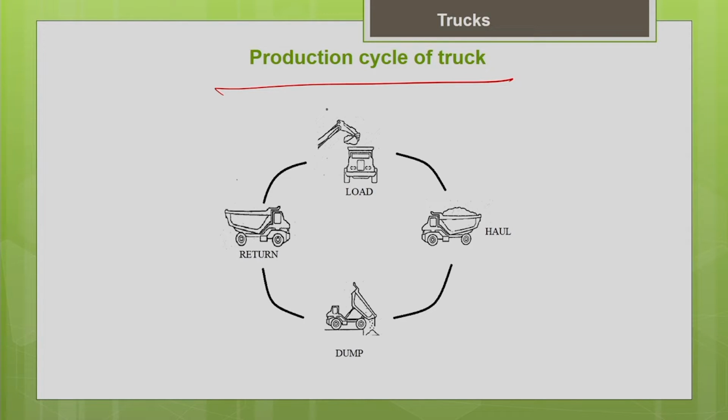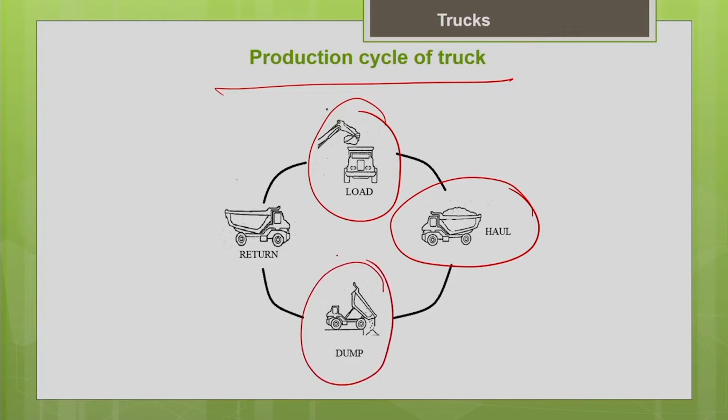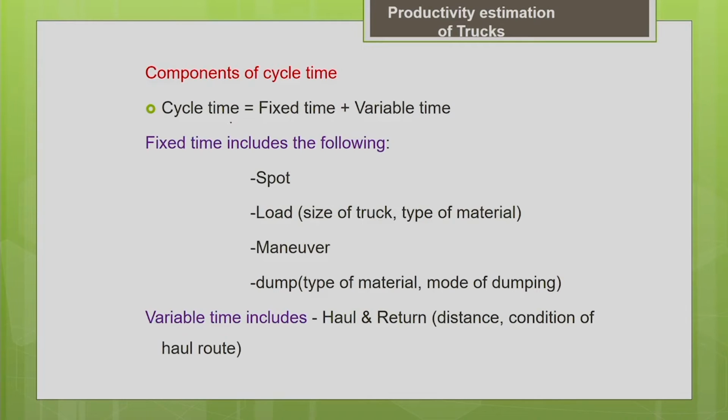Then the loader will be loading the truck, that is loading time. Then the truck will be traveling with the load, that is hauling. Then at the required dumping site it has to dump the material. Then it will be returning in the empty condition, getting ready for the next cycle. All these things make up one production cycle of the truck. As we discussed earlier, some components are fixed and some are variable.